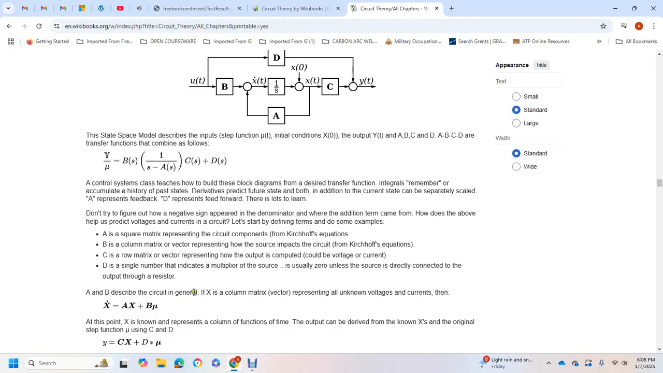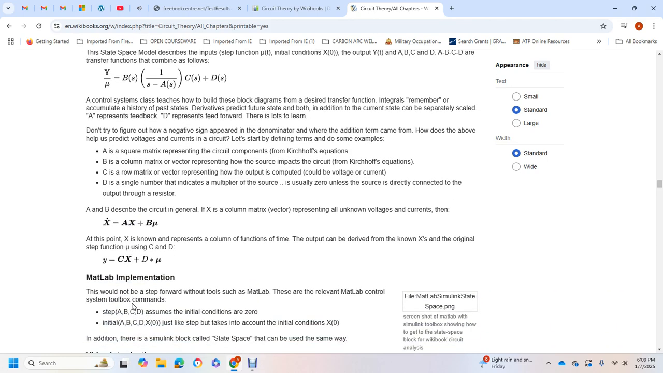A and B describe the circuit. In general, X is the column vector representing all unknown voltages and currents. X dot is A times X plus B times U. At this point, the output, a function of time, is derived from X and the original step function U using C and D.